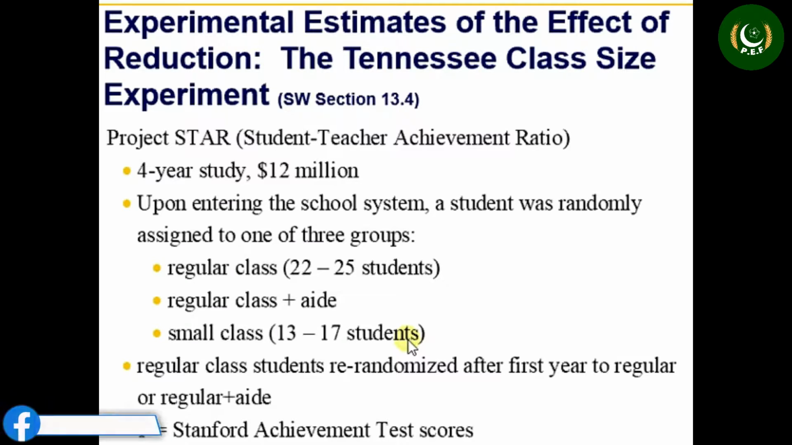So regular class size, with aide and without aide, were re-randomized at grade 1. Children were taken at kindergarten level, KG level, and they were studied for 4 years. There were 80 schools which participated, and roughly 12,000 students. You can read more details in Stock and Watson, section 4 of chapter 13. Each year there was a standard test, the Stanford Achievement Test score.